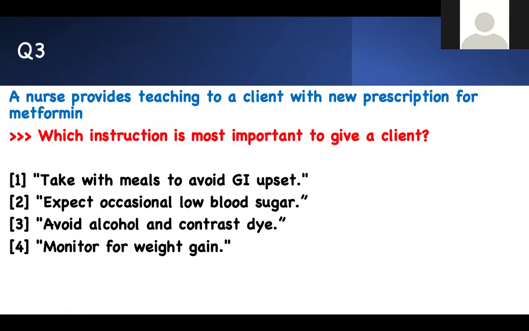Therefore, what do you know about metformin? It's one of those medications used for diabetes. It's an oral diabetic medication. It does not stimulate insulin production. Therefore, number 4, which says monitor for weight gain, is wrong. It does not stimulate insulin production.